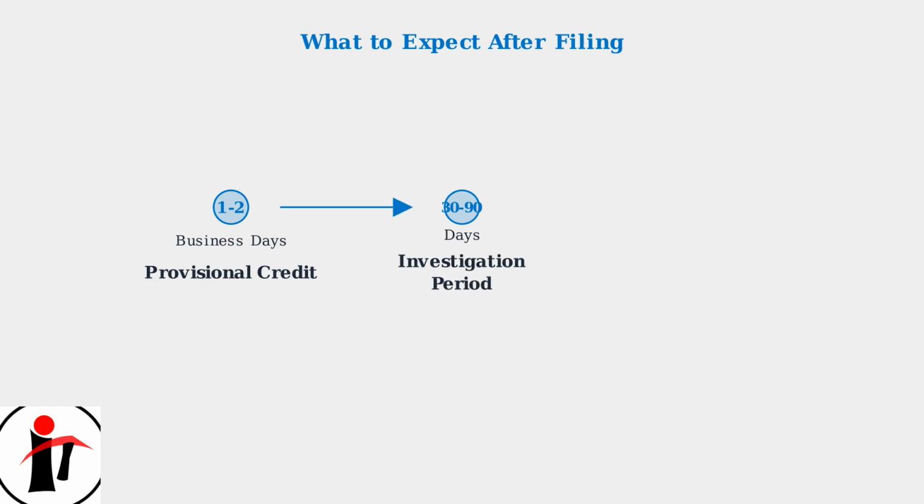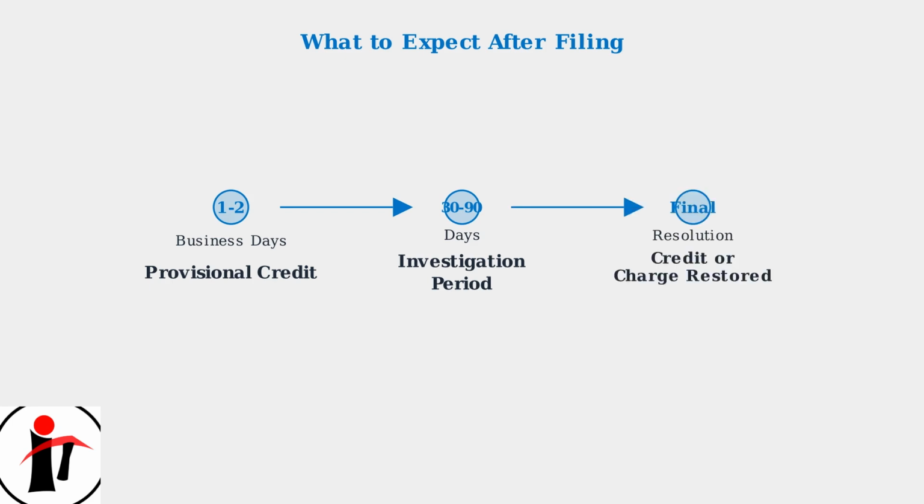After filing your dispute, Chase typically provides provisional credit within 1 to 2 business days for qualifying disputes. This gives you immediate relief while they investigate your claim. The investigation period typically takes 30 to 90 days, depending on the complexity of your dispute. Chase will review all the evidence and communicate with the merchant during this time.